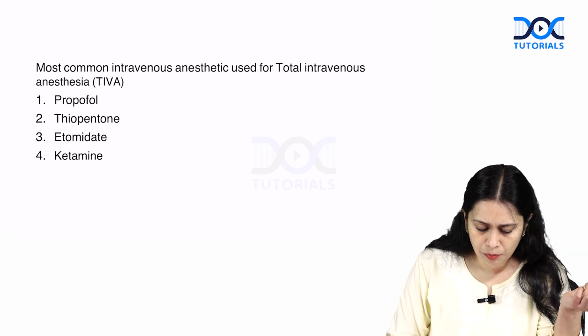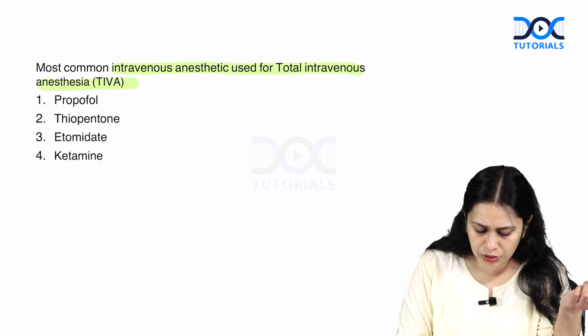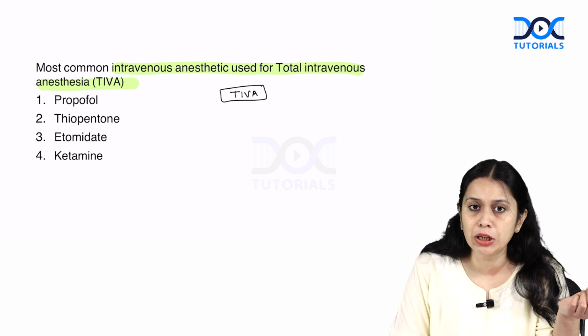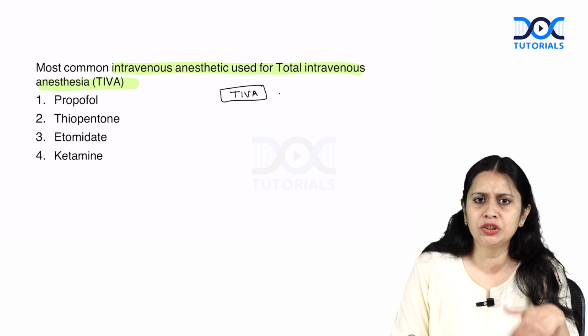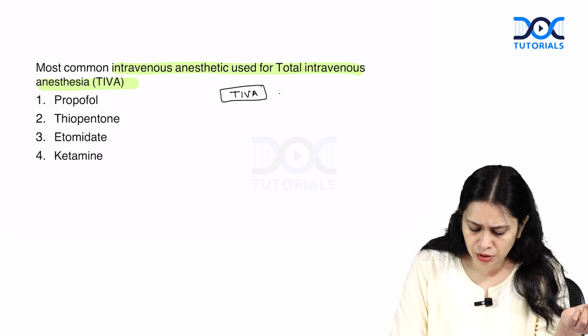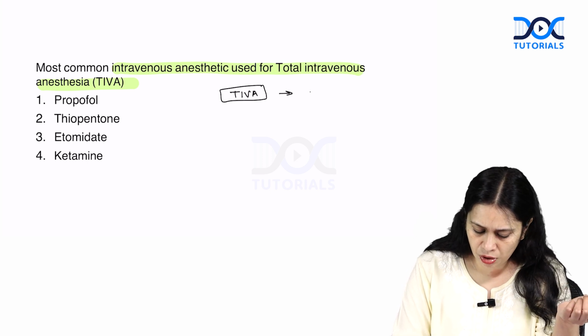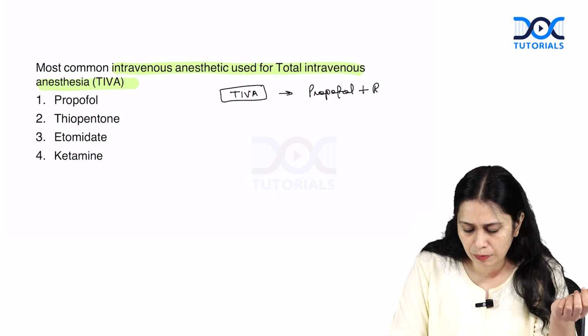Okay, next question. Most common intravenous anesthetic agent used for total intravenous anesthesia. So they have asked 𝗃𝗏. For 𝗃𝗏, which is the commonest combination anesthetic agent used? So many times I have taught you in the regular lecture, in the quick revision. The combination most commonly used for 𝗃𝗏 is your propofol and one of the opioid, and the best opioid which we can today use is remifentanil.